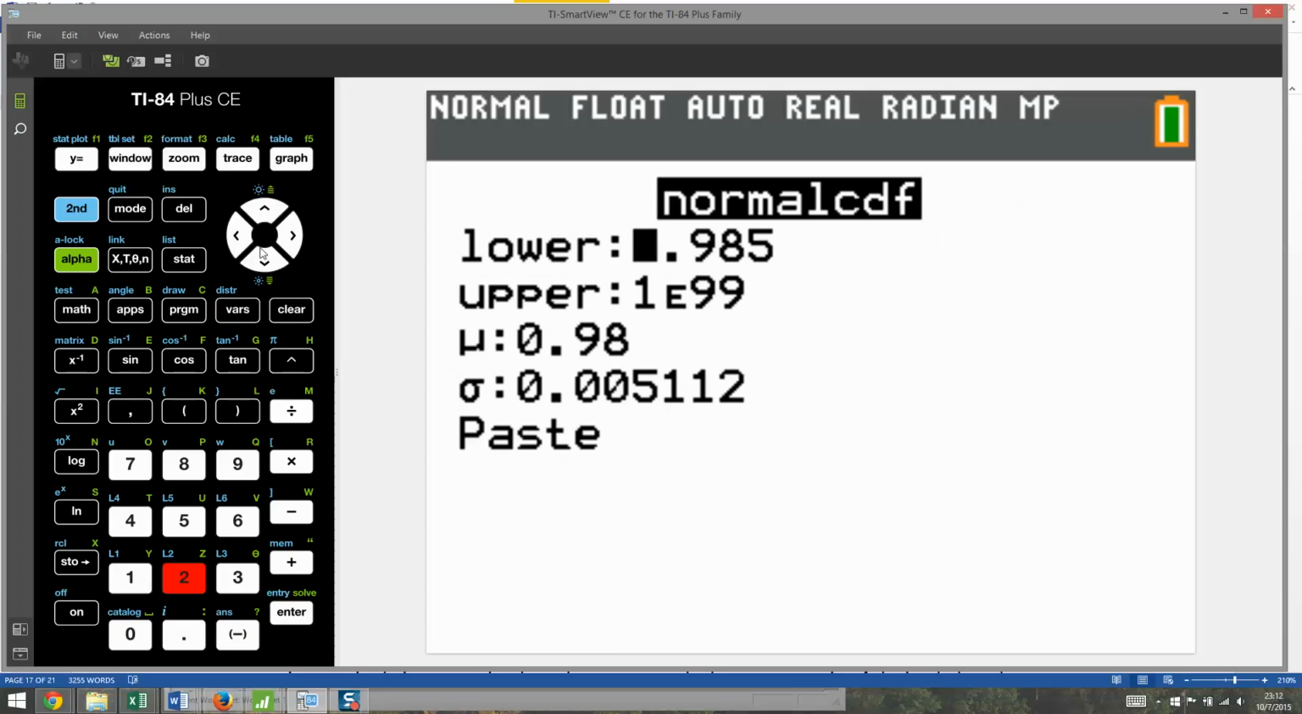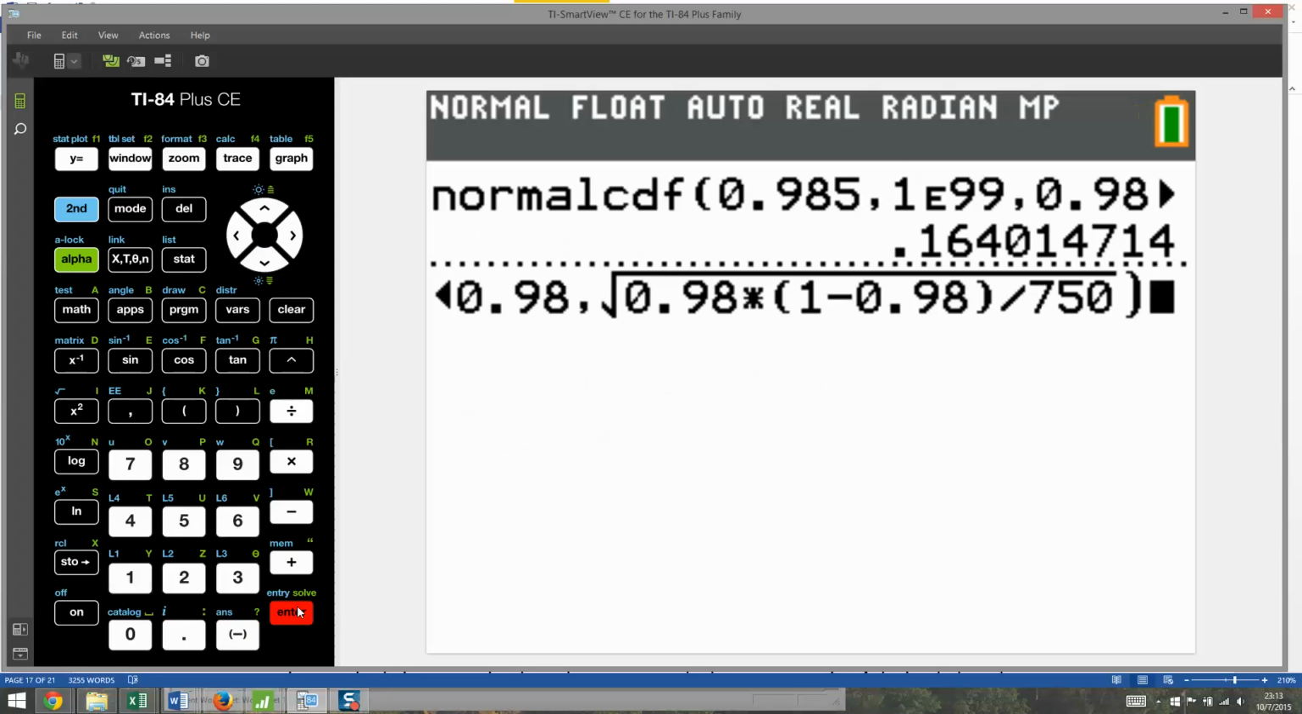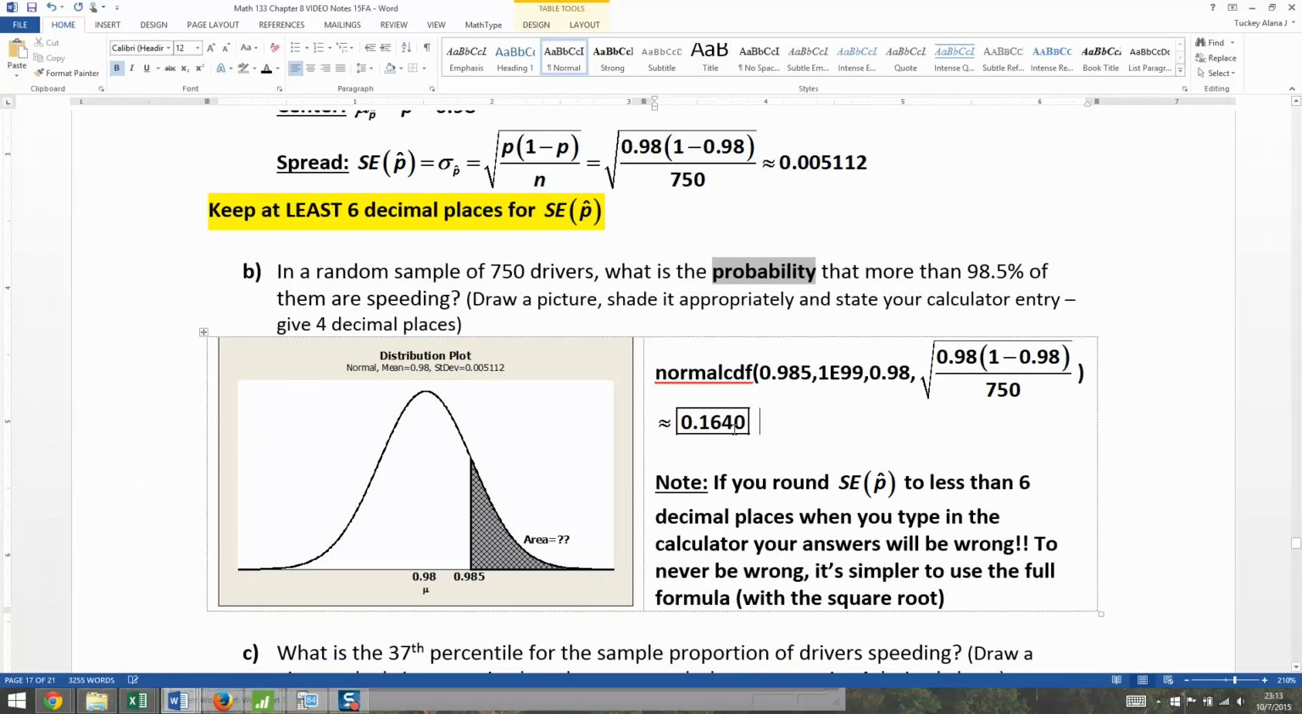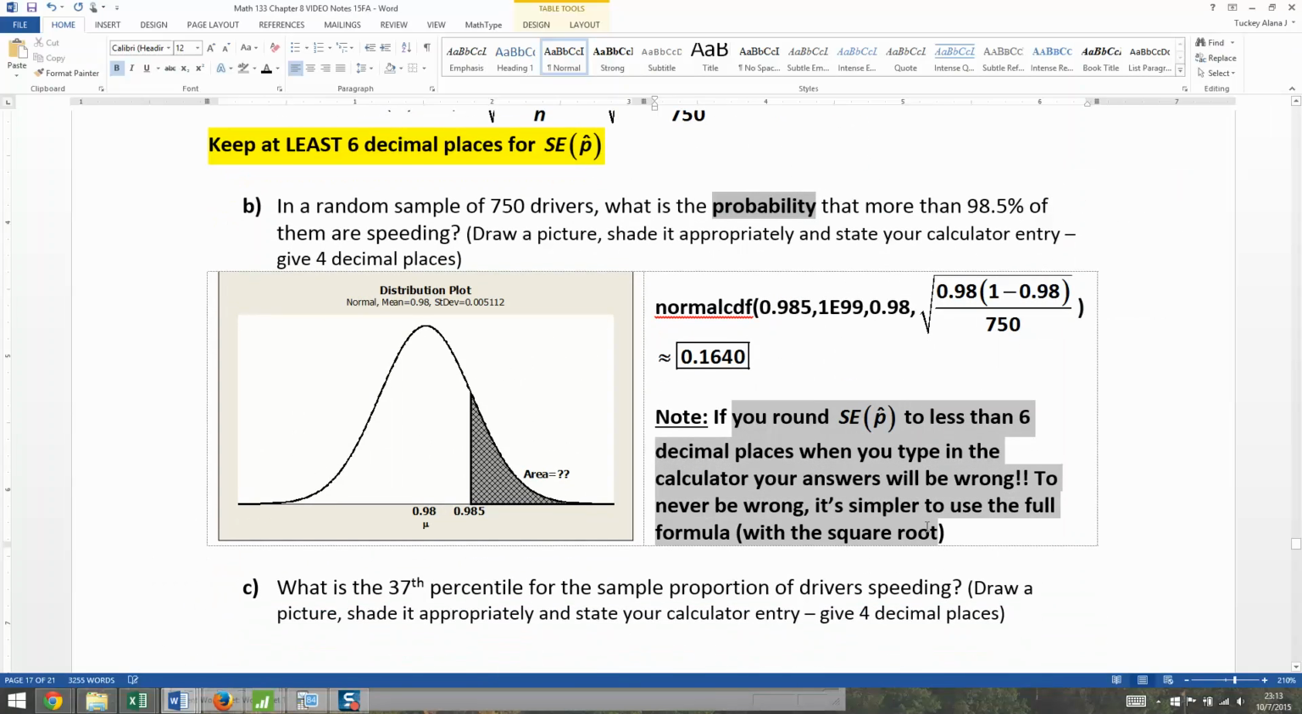When you do the normal CDF, what you can actually do is type the square root formula right in there. Square root of 0.98 times, parentheses, 1 minus 0.98, close parentheses, divided by 750, and finish off my parentheses right there. I technically don't need that times star in there, but I'm not going to get rid of it now. Go down to paste and press enter, enter. And that's a tiny bit more accurate. That's why you see how they're different in the 6th decimal place or so. That's why I said to keep 6 decimal places. Because if you keep 6 decimal places for your standard error, then these 2 probabilities will basically be the same for the first 4 or 5 decimal places, which is all you need for your answers. So we get 0.1640 right there.